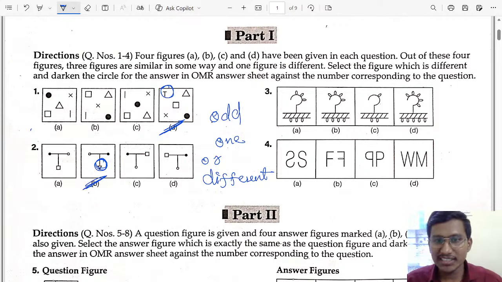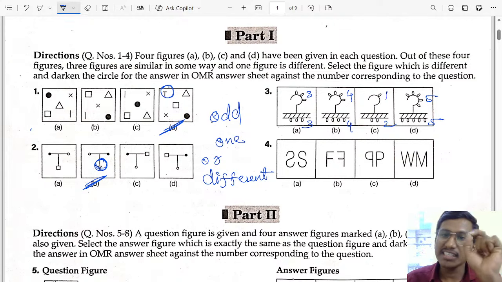Now let us see the third one. Tell me the answer here. If you see here, there are three figures, here also three, here also three figures. Here four, here also four, here one, here two, and here how many? Five. Here also five. So which is different? This is 3, 3, same, same, same, but C is different. So for the third, C will be the answer.